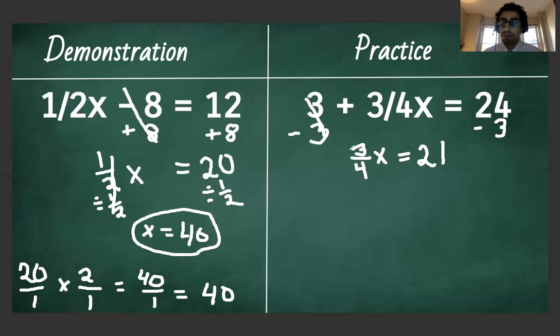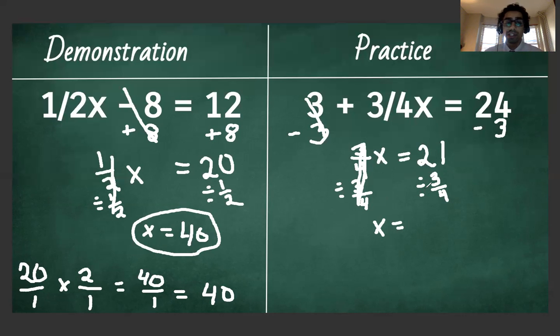Now, the next step to just have it be x equals something will be to get rid of the coefficient by using either multiplication or division. Since 3/4 is being multiplied by x, the inverse operation would be division. So I'm going to divide both sides by 3/4, right? This cancels out, so I just have x equals whatever 21 divided by 3/4 is.